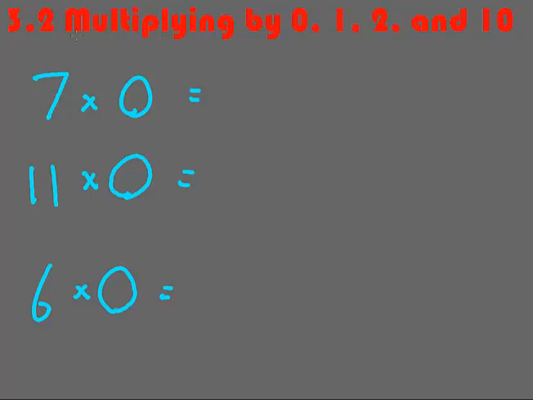Okay, you can see on the screen I've written 3 problems: 7 times 0, 11 times 0, and 6 times 0. And what you notice is that if I have 7 groups of 0, 11 groups of 0, or 6 groups of 0, that's basically like having groups of nothing. If I have 7 of nothing, my answer is 0. If I have 11 groups of nothing, my answer is 0. If I have 6 groups of nothing, or 6 times 0, my answer is 0. So no matter what number I multiply by 0, that will always equal 0.